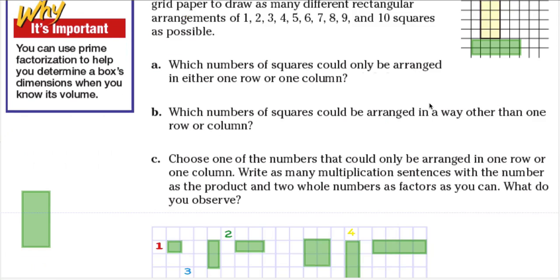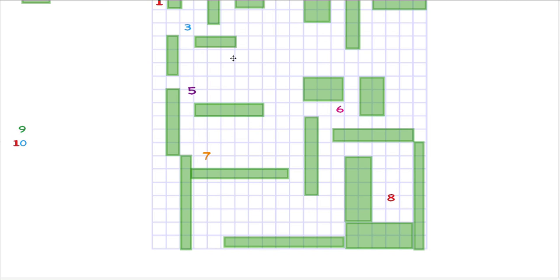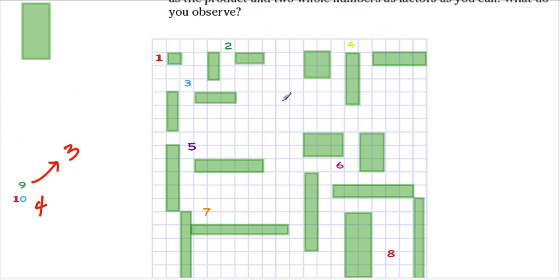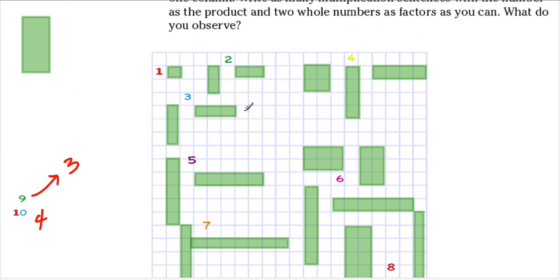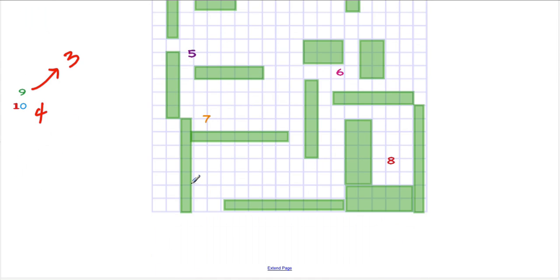Okay. So there are 4 possible combinations for 10 to make a rectangle. So this will have 4 possible combinations, and you just have to take my word for 9. This has 3 possible combinations that you can make a square. So in 1 you have 1 possible combination, 2 you have 2, 4 you have 3, 3 you have 2, okay, 5 you have 2, 6 you have 4, 7, 2, 8, 4.